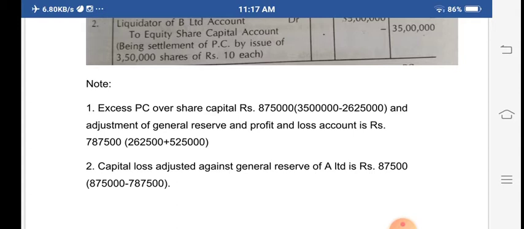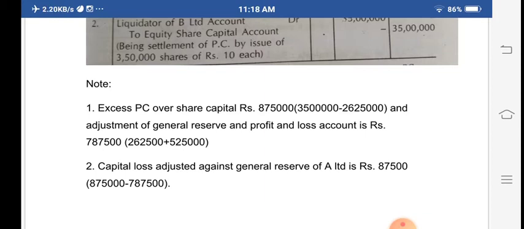Now see note number 2, the capital loss adjusted against general reserve of A Limited is rupees 87,500. How did this 87,500 come? This 8 lakh 75,000 extra paid by A Limited to B Limited is adjusted against the general reserve and the profit and loss account. You subtract the 7 lakh 87,500 from 8 lakh 75,000, and the remaining amount is 87,500. This is the capital loss for A Limited because of the extra payment. This 87,500 is extra paid by A Limited to B Limited.